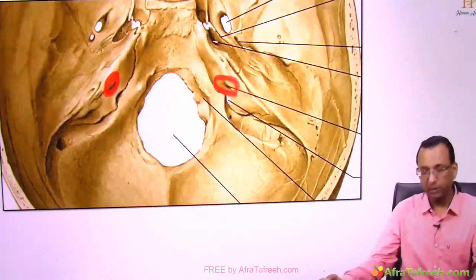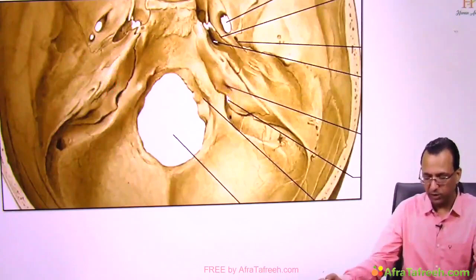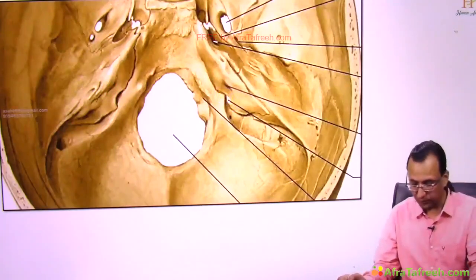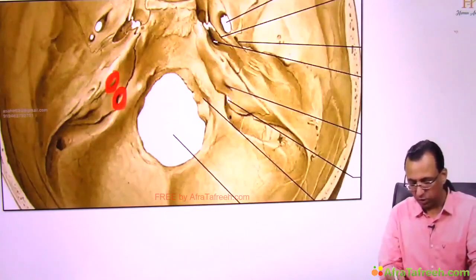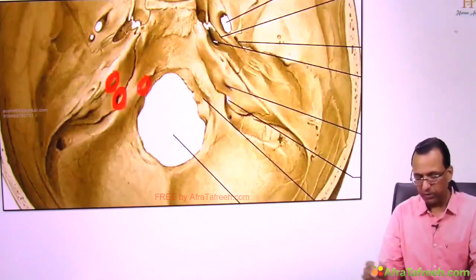Yes, we'll see that later. What is this below that? Below that is the jugular foramen. That is the middle ear cavity. Yes, that was the middle ear cavity. This is the jugular foramen, and there is one more opening now. What is that opening below that?